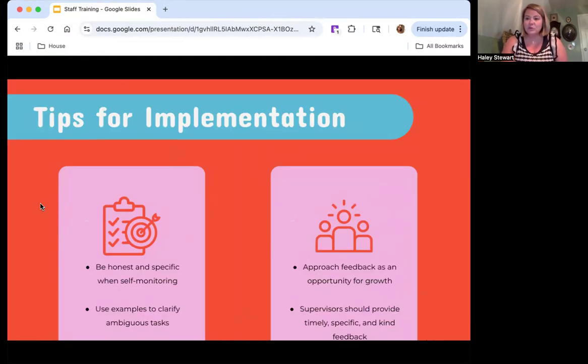So I do have a few tips for implementation before we end. Always be honest and specific when self-monitoring, like rating yourself. Use examples to clarify ambiguous tasks. Approach feedback as an opportunity for growth. And then supervisors should always provide timely, specific, and kind feedback. I want to put emphasis on kind because every one of us has been in this situation, and we know that whenever it's brought off kind, then people are more likely to take that advice.